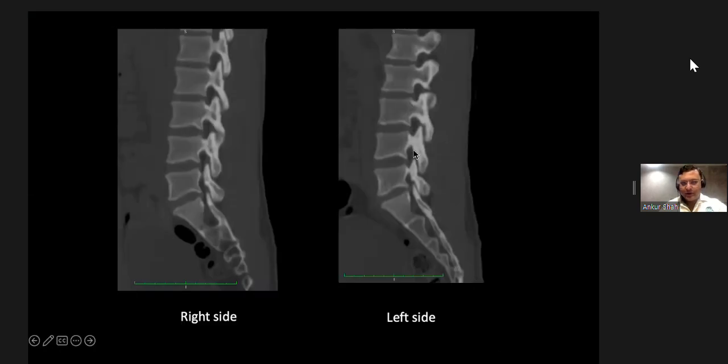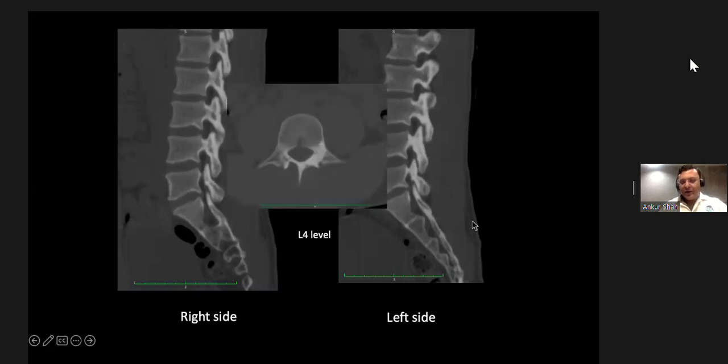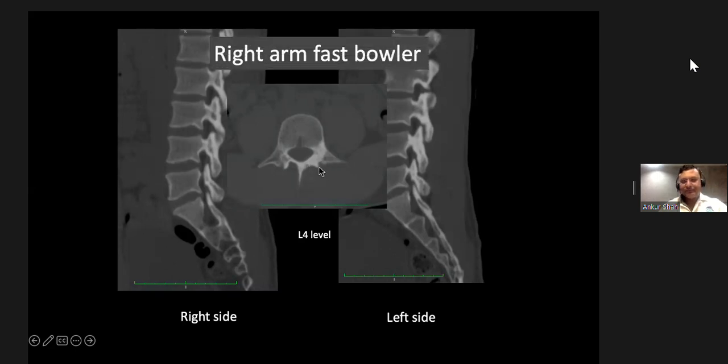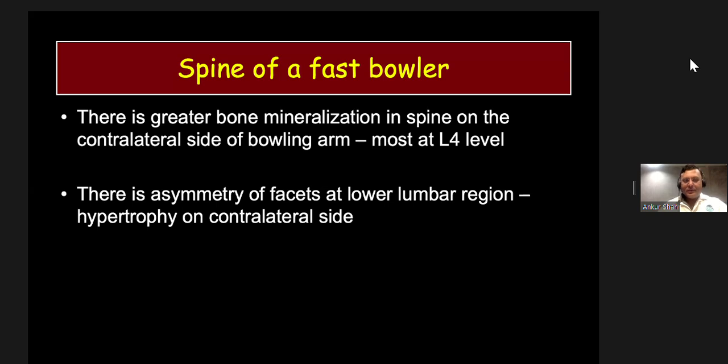So this is the sclerotic area, which is because of the chronic injury, while the marrow edematous changes we saw were because of the acute injury. You can see the chronic injury very nicely here. As I said, in the spine of the fast bowler, there is a greater bone mineralization in the spine on the contralateral side of the bowling arm.